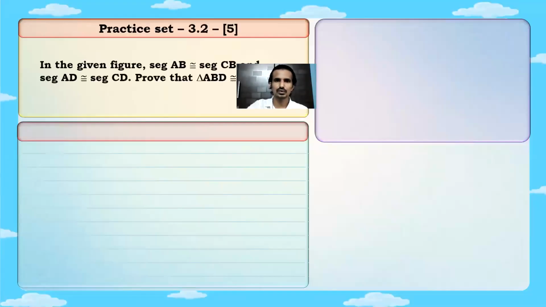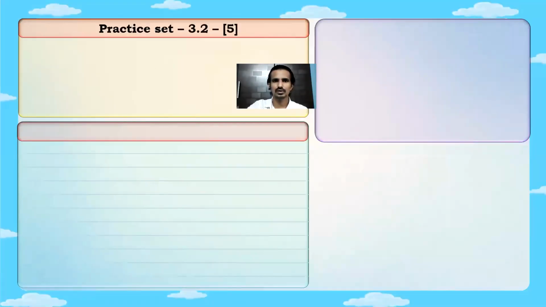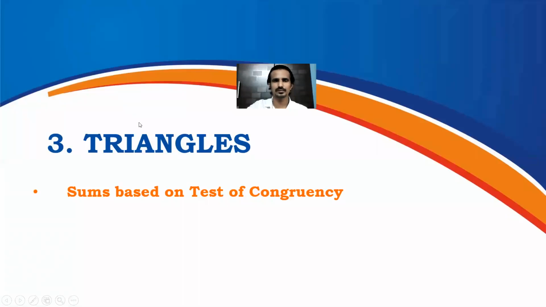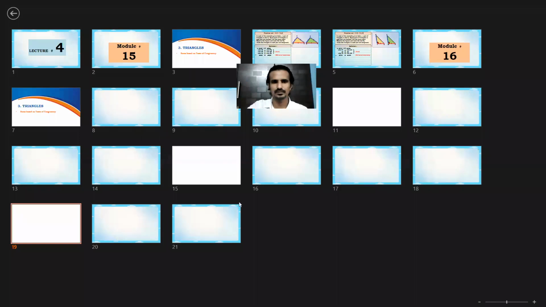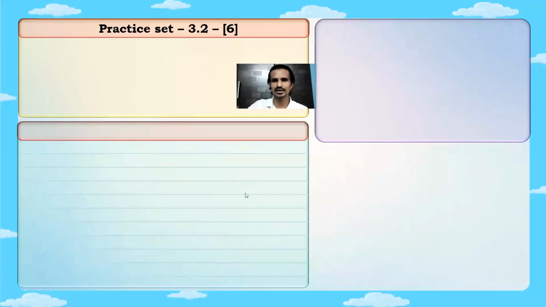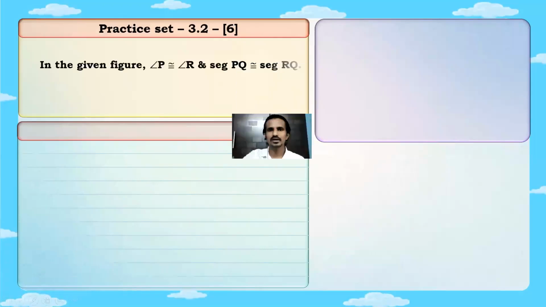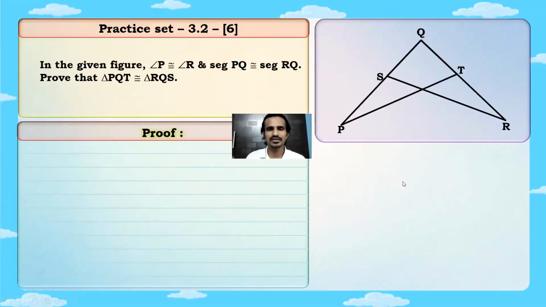Next question also you have to solve. Next is the sixth question that we have to solve. The fifth one we'll do later. So the sixth question we will be writing. Let's see the question here. We have a figure given where in the given figure angle P is congruent to angle R and segment PQ is congruent to segment RQ. Prove that triangle PQT is congruent to triangle RQS. This is the question we have to solve.